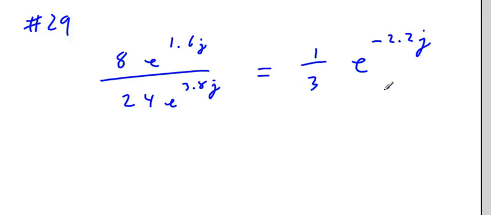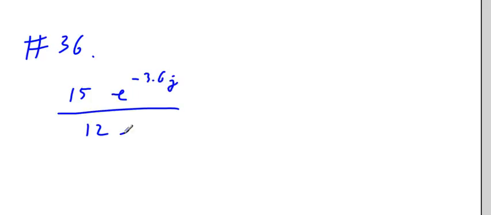All right, we'll do number 36. We want to find the quotient, and we want to write the result in rectangular form. That's 15 e to the minus 3.6j divided by 12 e to the minus 5.8j. That looks like 5 over 4 e to the 2.2j.